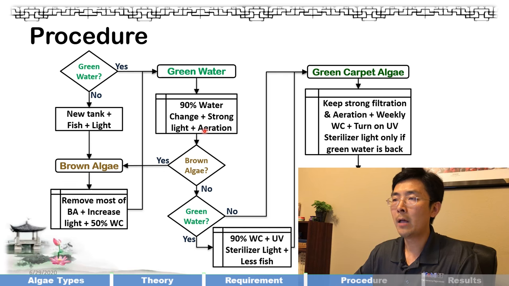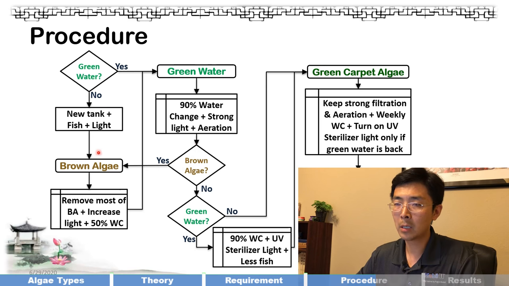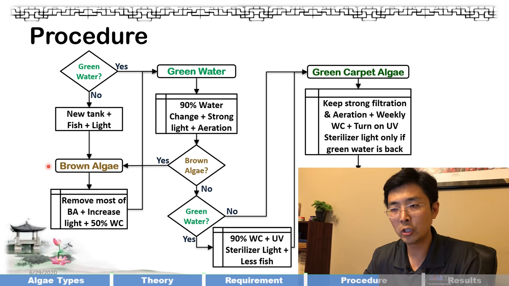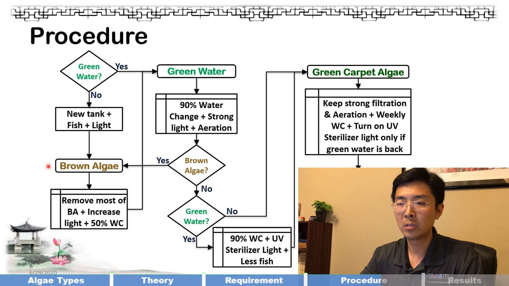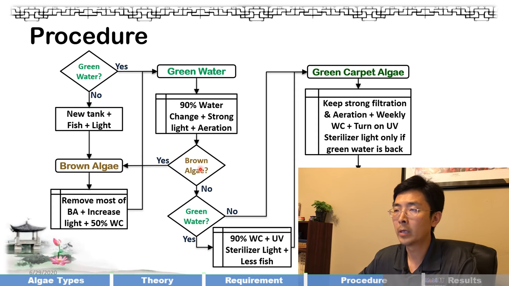At this moment, maybe your brown algae is so stubborn. If your brown algae come back, go to here. As I said, very simple, just scrape off your brown algae, increase light, do a 50% water change, and remove the brown algae. Normally it should go back to green water. Okay, so if there's no brown algae, does the green water become thicker?